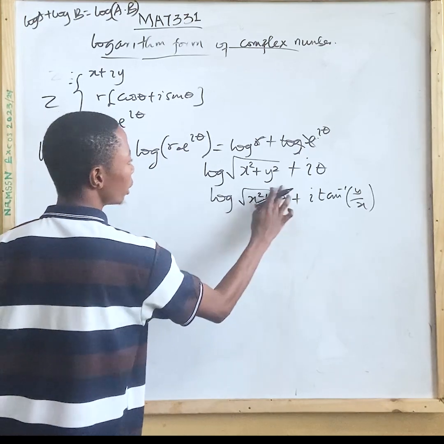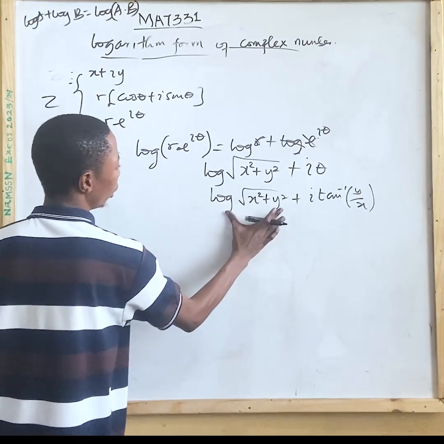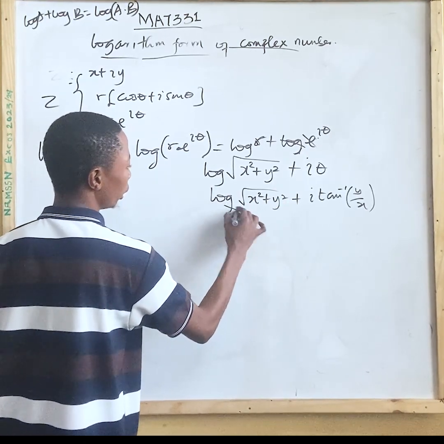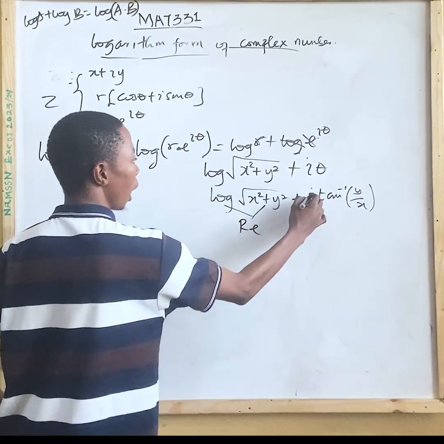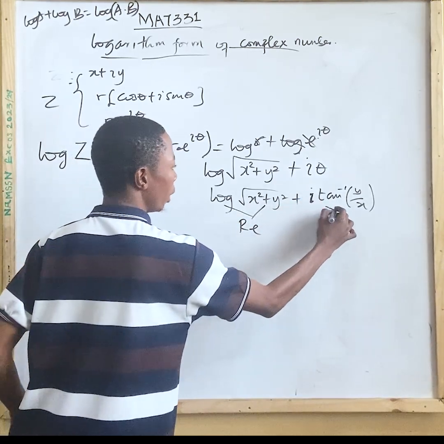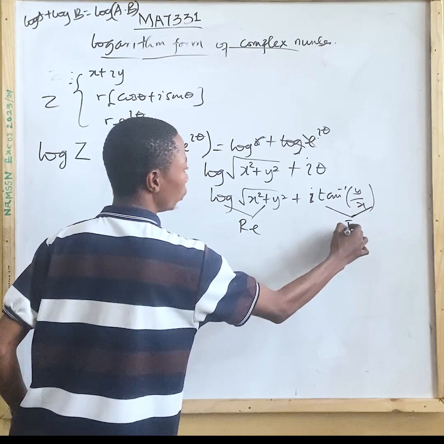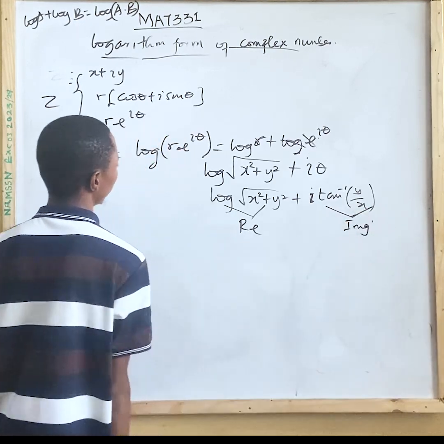So this is how we express log z in real and imaginary parts. You observe that everything here will give us a certain number, so this is the real part. And because of the i that is here, everything here is the imaginary part.